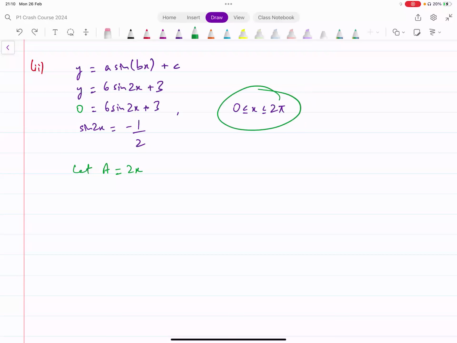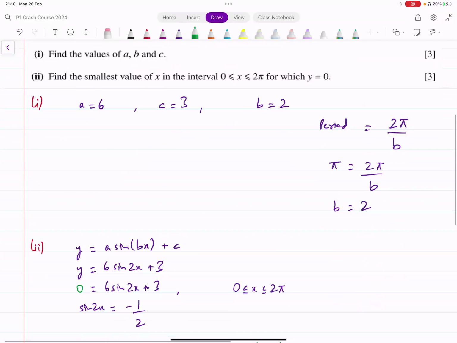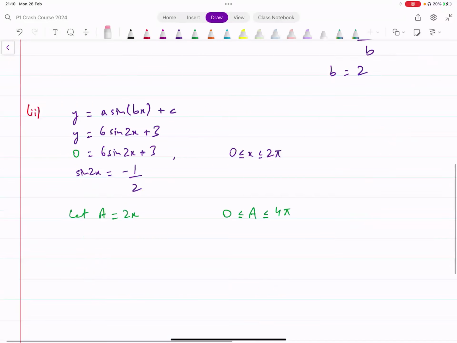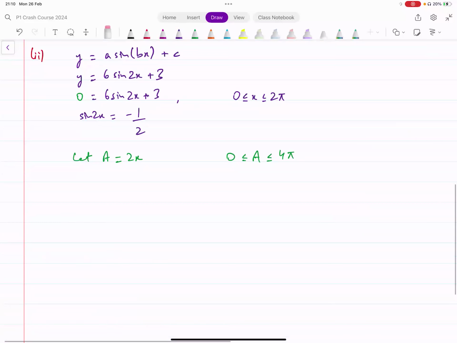If x is between 0 and 2 pi, what about a? A is 2 times x. If you put 0 here, the lower limit for a also turns out to be 0. If you put 2 pi here, the upper limit of a turns out to be 4 pi. Now, the upper limit kind of does not even matter here because you are just looking for the smallest possible value of x, right? So whatever is the first value that you get in the interval, that's all that you want, okay? So you just need the smallest value of x. So let's just solve this equation now.